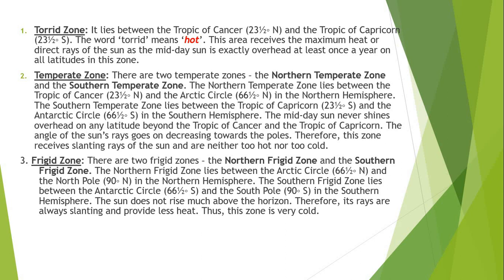Now here, one question can come to your mind. What is the horizon? Horizon is the line where sky and the land meet. For example, if you go to any seashore, there will be a point where you can see that the land and the sky are meeting. That is the horizon.